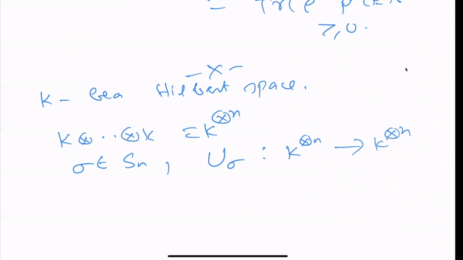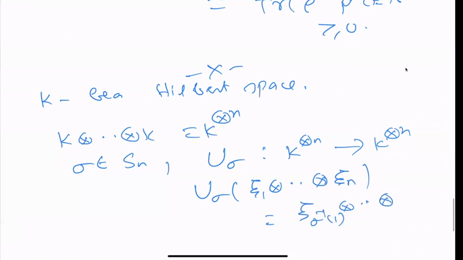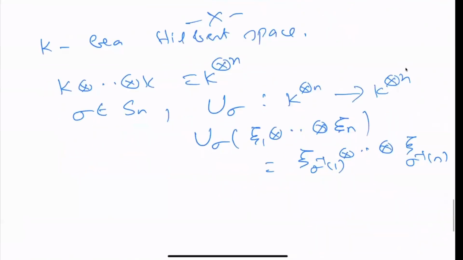Then you have U sigma, defined on the elementary tensors as follows: U sigma of xi1 tensor up to xi n is equal to xi sigma inverse of 1 tensor up to xi sigma inverse of n. I put sigma inverse so that we will get a representation. You can verify that these are well defined on your elementary tensors, and that this preserves the inner product. So this extends to a unitary operator.